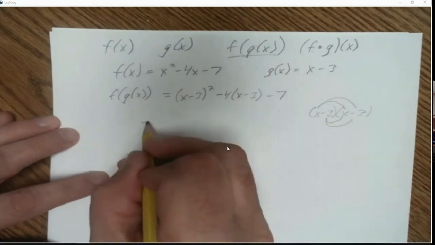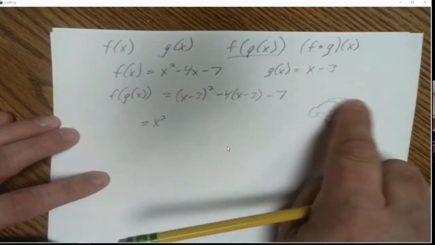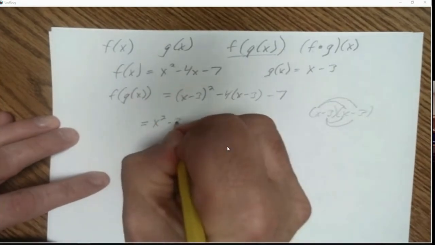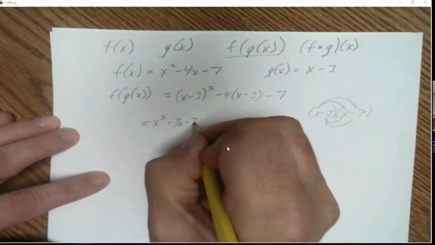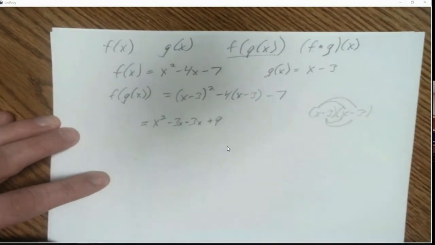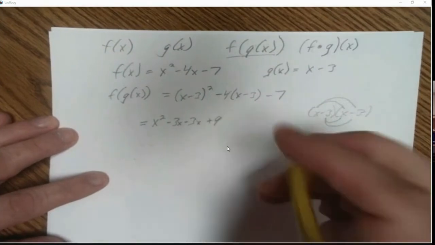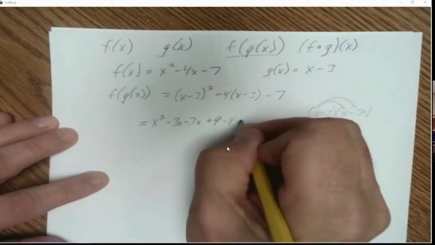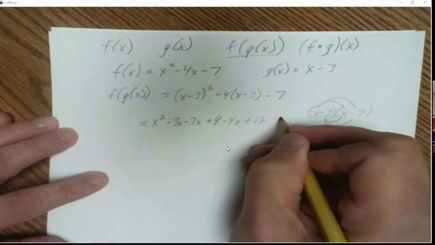So that will give us x times x is x squared. X times negative 3 is negative 3x. Negative 3 times x is negative 3x. Negative 3 times negative 3 is plus 9. Then we got to distribute this negative 4 into the parentheses. So you get negative 4x plus 12. And then we have the minus 7 at the end.